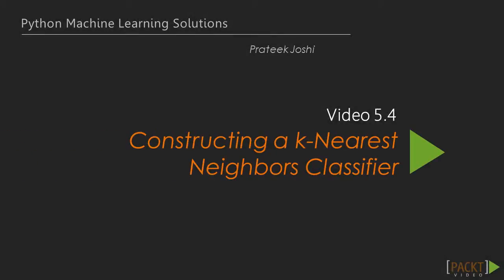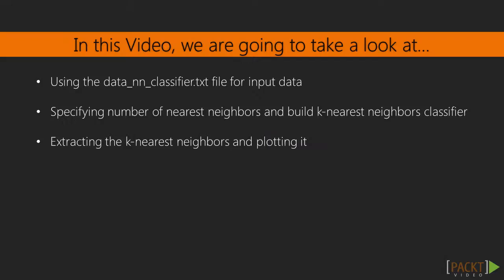In the previous video, we learned how to find the nearest neighbour with the nearest neighbour object. In this video, we're going to take a look at the use of K-nearest neighbours classifier, which finds the class to which an unknown point belongs to.